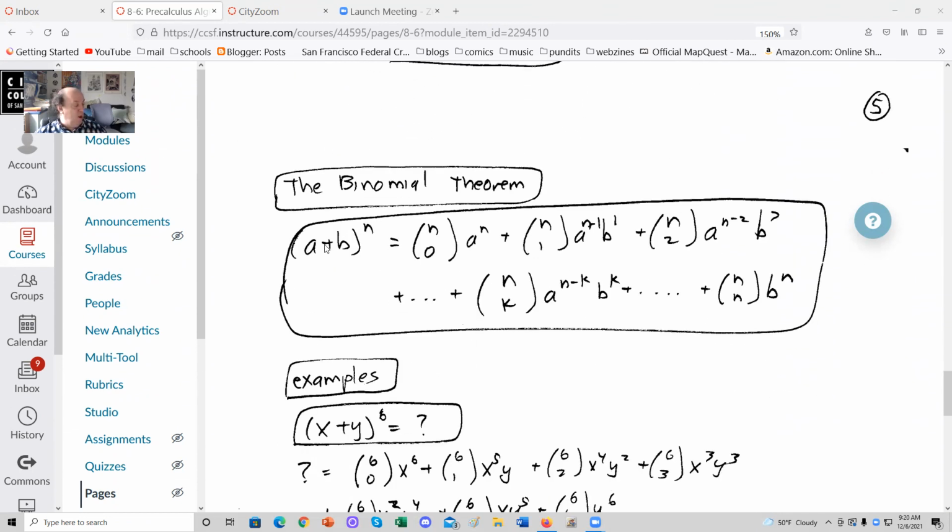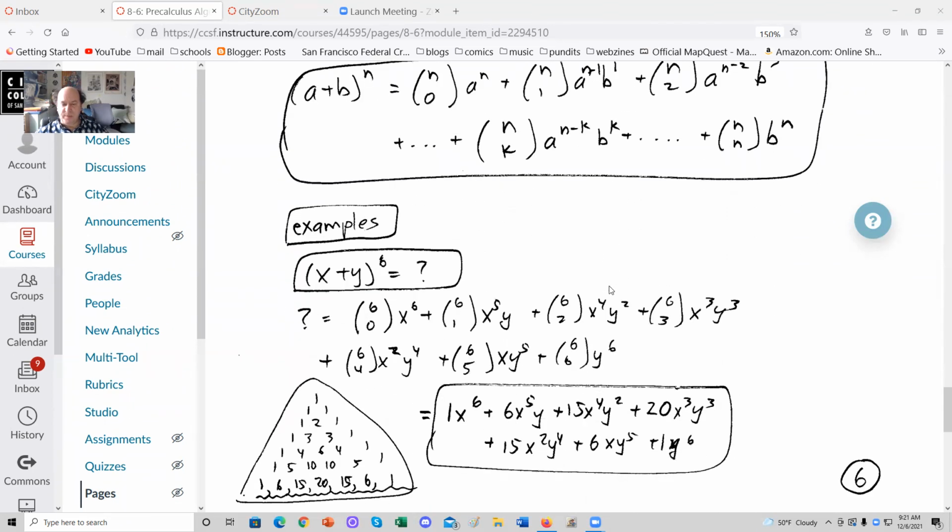The nth power of a sum, a plus b to the nth power, is n choose 0 times a to the n, plus n choose 1 times a to the n minus 1 b to the 1, plus n choose 2 a to the n minus 2 b to the second, and so on, all the way up to n choose n b to the n, with the kth term being n choose k times a to the n minus k b to the k.